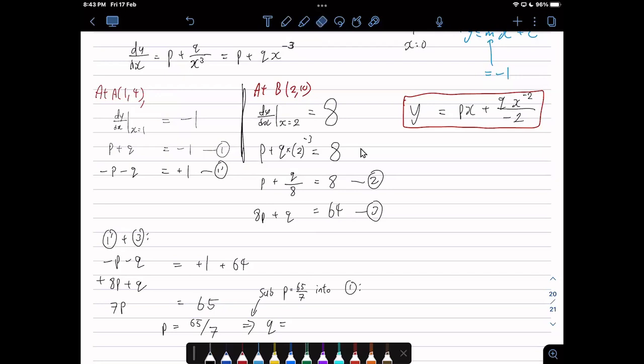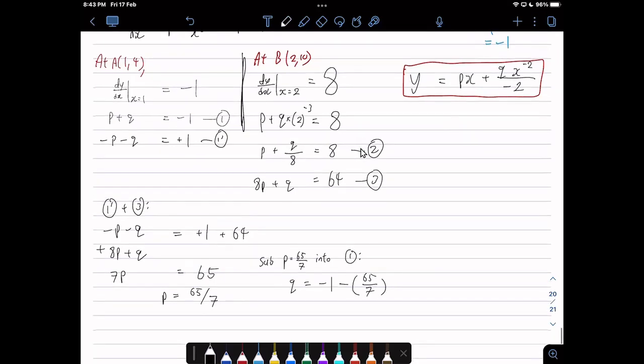So we end up with q equals -1 minus 65 over 7. It should just be -72 over 7. Okay, good. That is all.